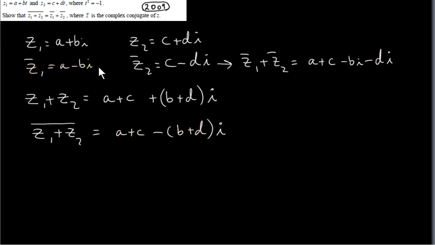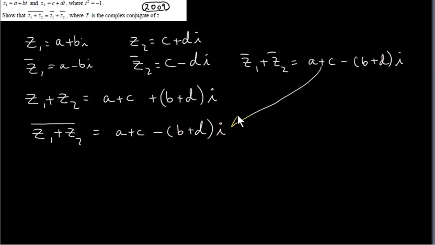Let's get the sum of z1 bar and z2 bar. So we add the real parts together, we get a plus c. Then we add the imaginary parts together, so we get minus bi minus di. But we can factorize i out of this here, and we can take the minus sign out as well. So we can write that as minus b plus d times i.